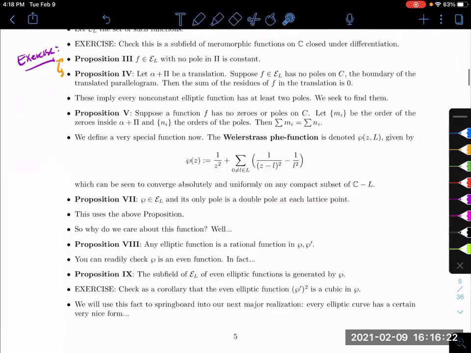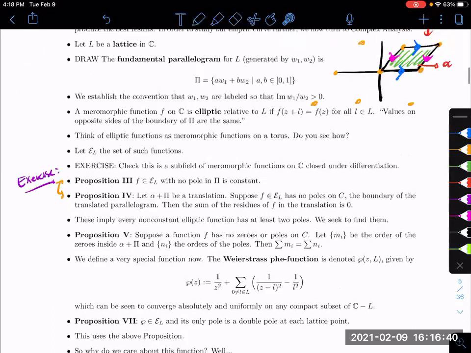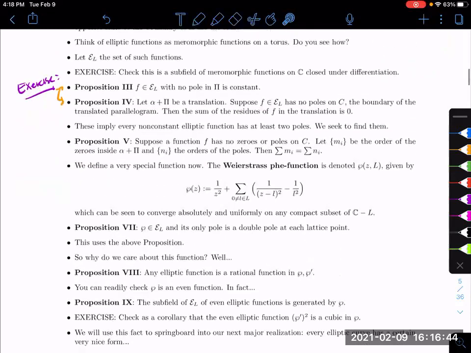So here's the function. It's relative to a lattice, so we call it phi of z, L. And what it is is 1 over z squared plus the following sum. You're going to sum 1 over (z minus l) squared minus 1 over l squared. And what are these l's? The l's are all the non-zero points of the lattice, so all these orange points up here, but not the origin, mainly because this is not even defined at the origin.